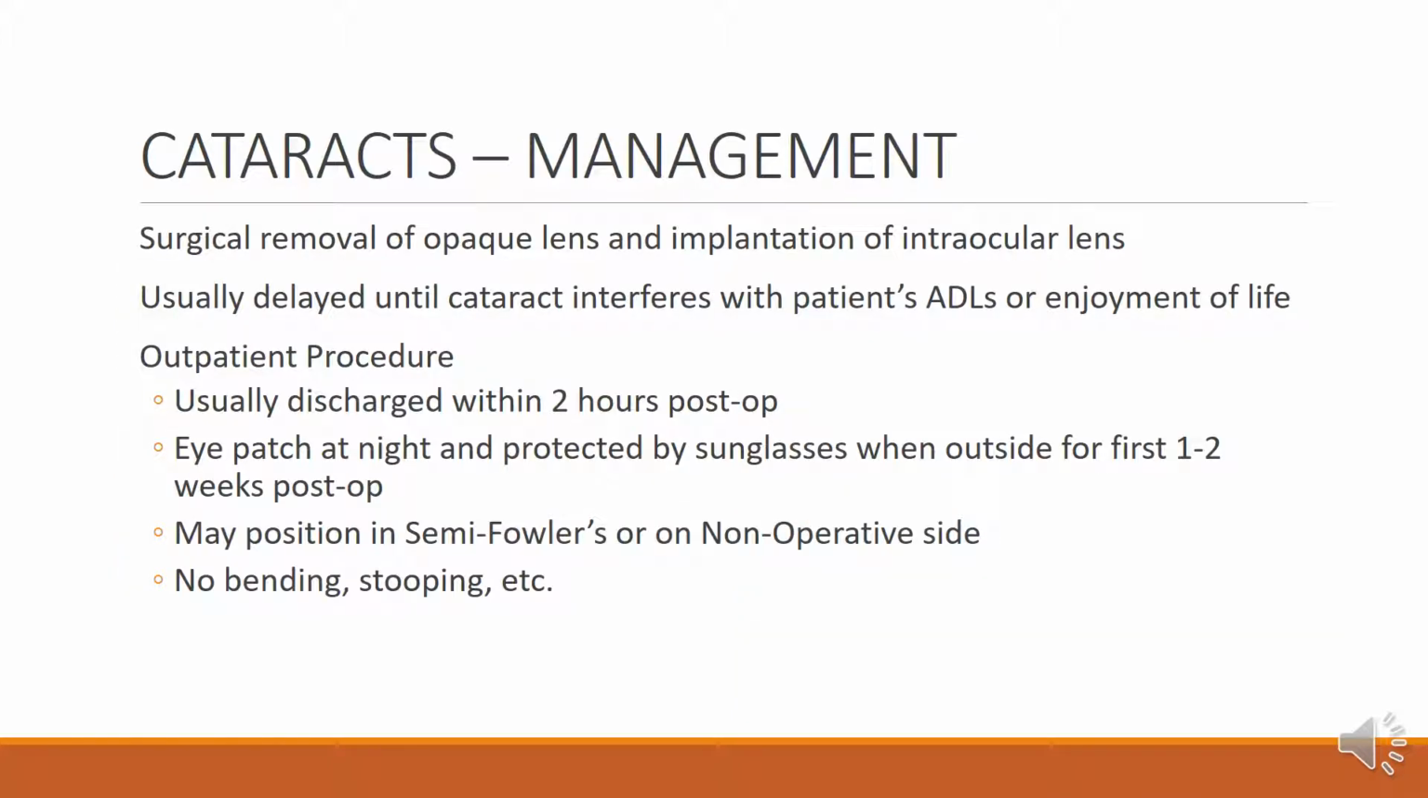As far as management, again, we're going to do surgical removal of the opaque lens and implantation of an intraocular lens. So usually it's a surgical, really small incision in the cornea, and then they use something called phacoemulsification. And what this does is it basically breaks up the cataract into small pieces and then vacuums that cataract out, or the lens out. And then they end up putting in an implant, which is an intraocular lens.